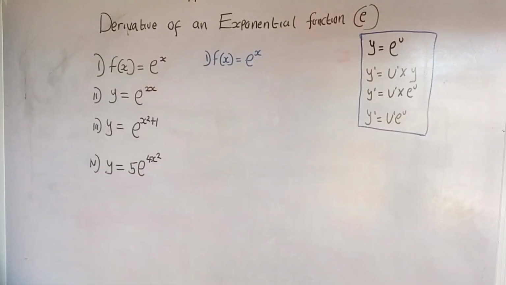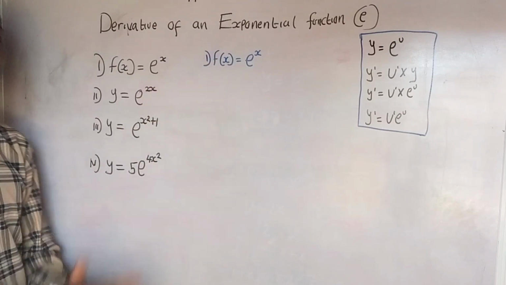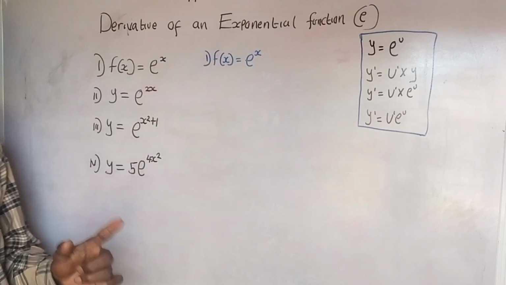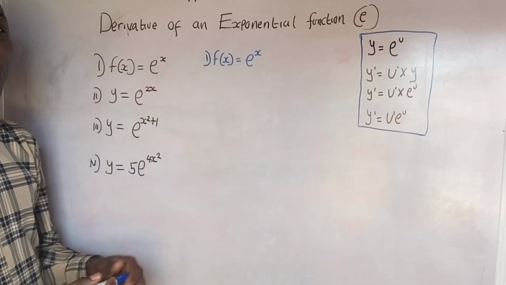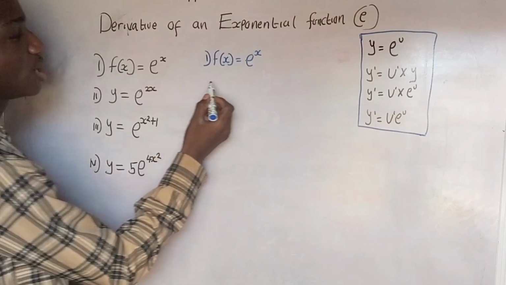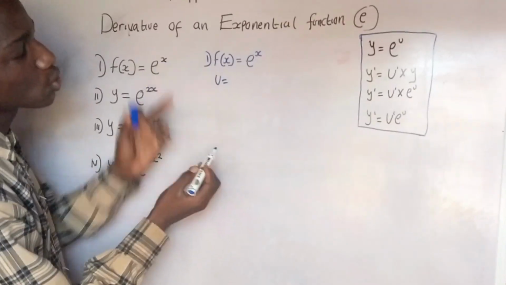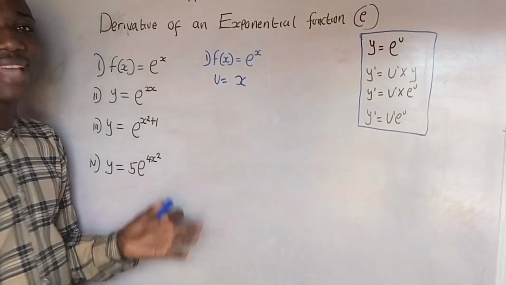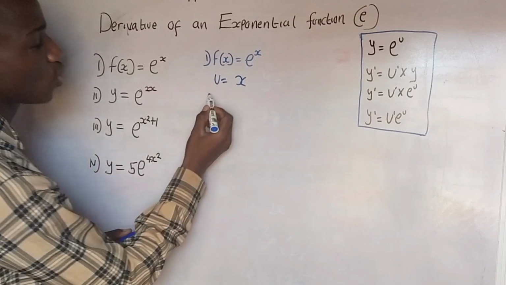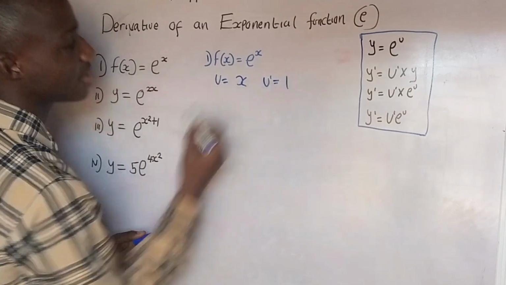We have question number 1. f of x is equal to e^x. Don't forget the procedure. The first thing is to focus on the power to which the Euler's constant is raised. In that case, u is equal to the power to which the Euler's constant is raised. So I'm going to have u is equal to x. From the formula, I need the derivative of u. So I'm going to take the derivative of u. The derivative of u is equal to 1.